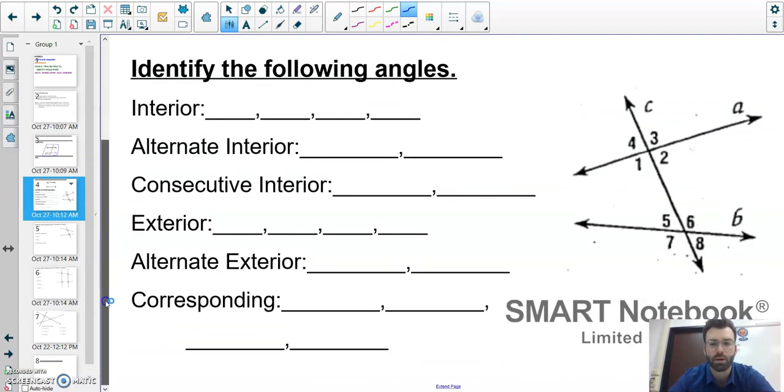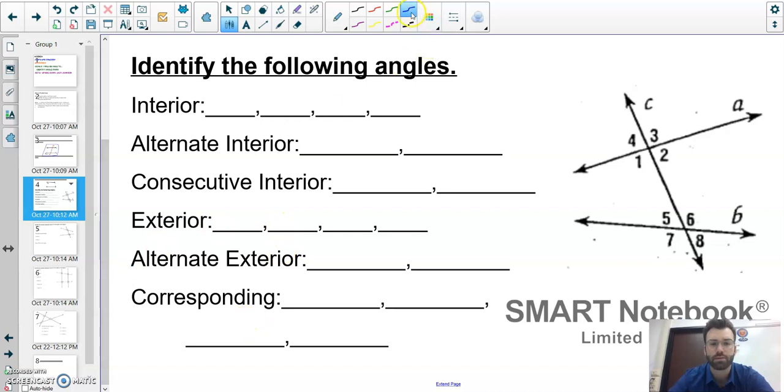Alright, now we're talking about angle pairs. This is what our lesson today is all about, angle pairs. So we want to identify the following angles. First we want to talk about our interior angles. Interior angles are the angles that are in between our two lines. So A and B are my lines. C would be considered our transversal. So my interior angles would be angle 1, angle 2, angle 5, and angle 8. Those are the angles that lie in between the two lines that are cut by our transversal.